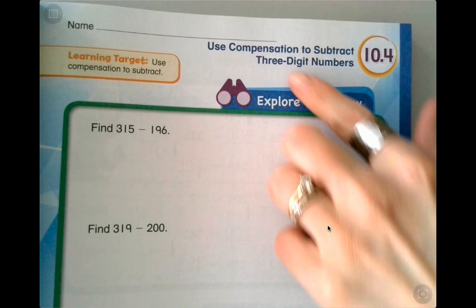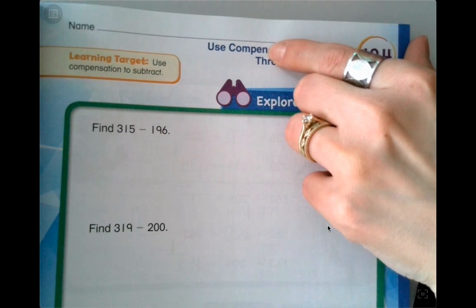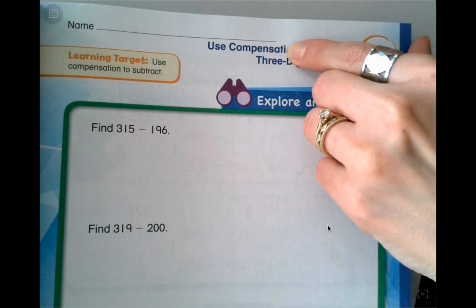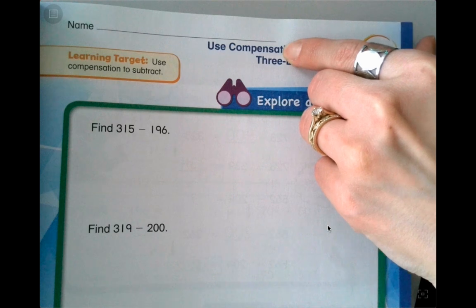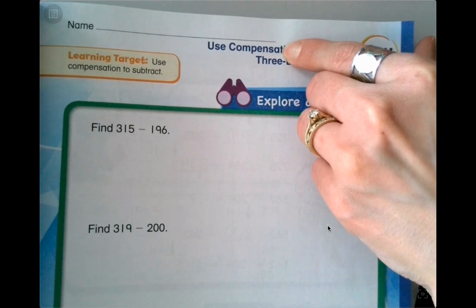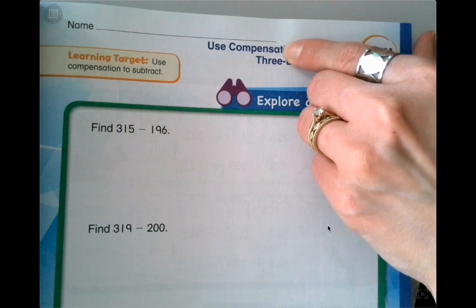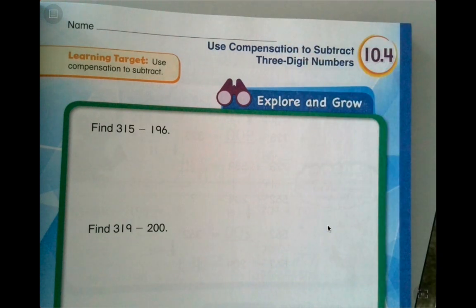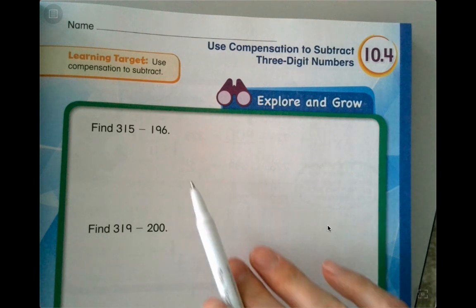Okay, here's the word. Compensate. Right there, compensate. It's when you kind of change something a little bit to make it easier. I use this method a lot. So we're going to use this method, and I think it's a good way to look at this.